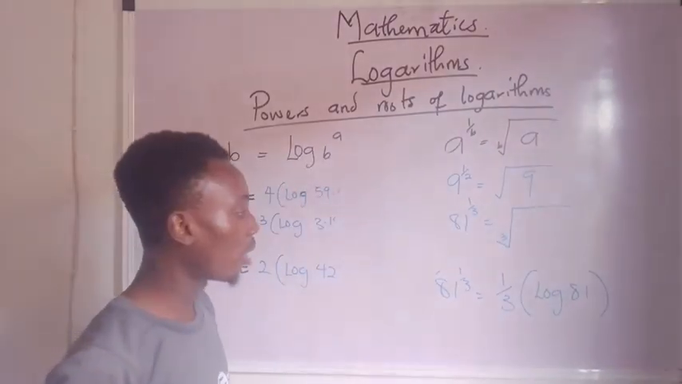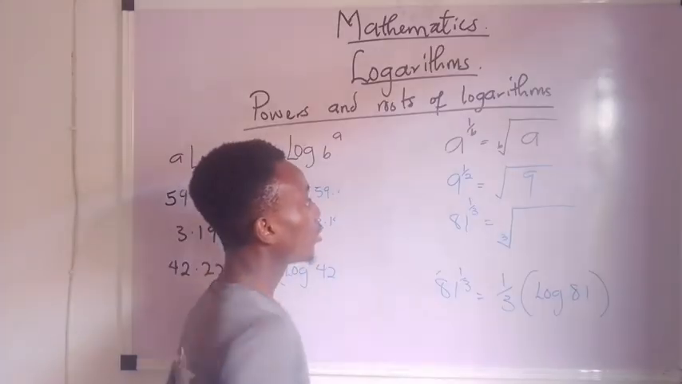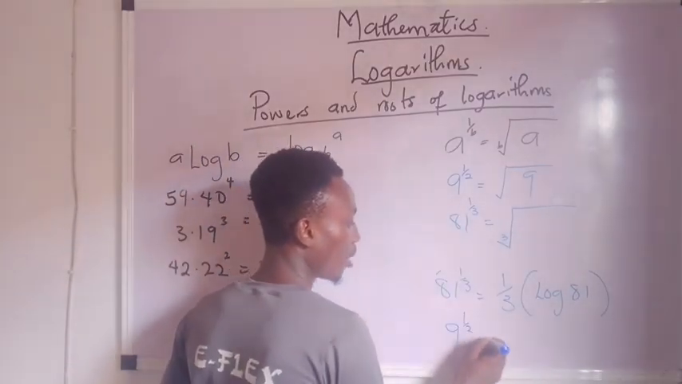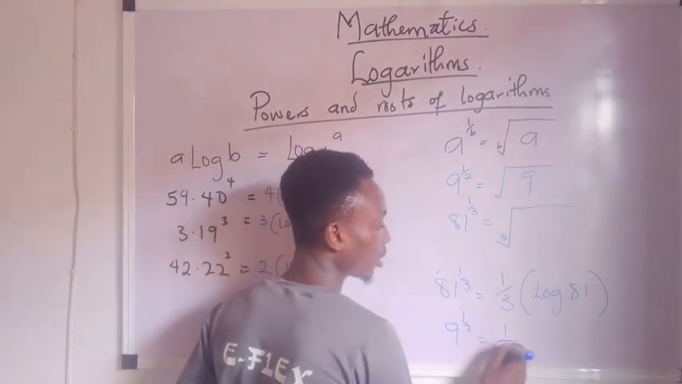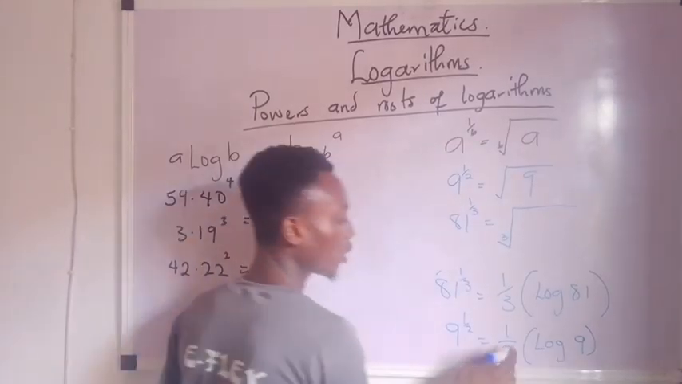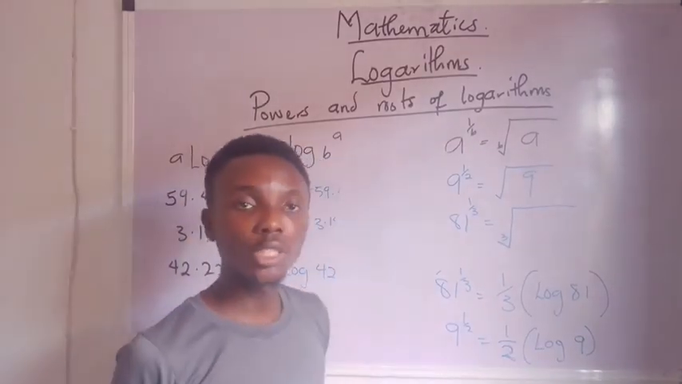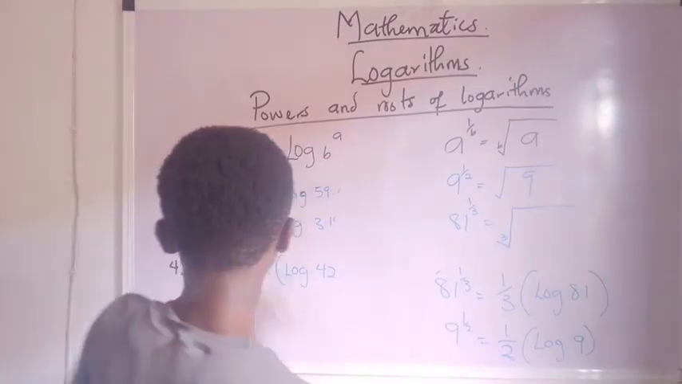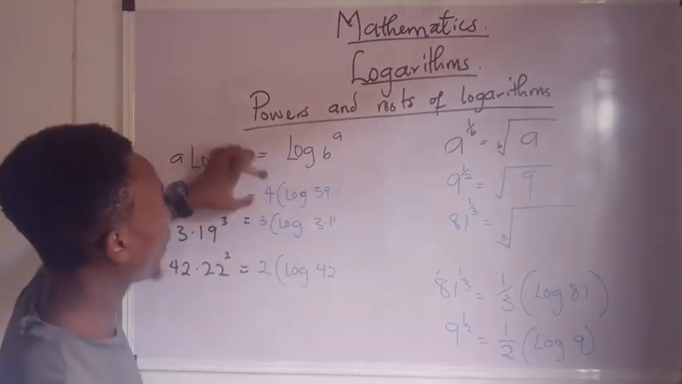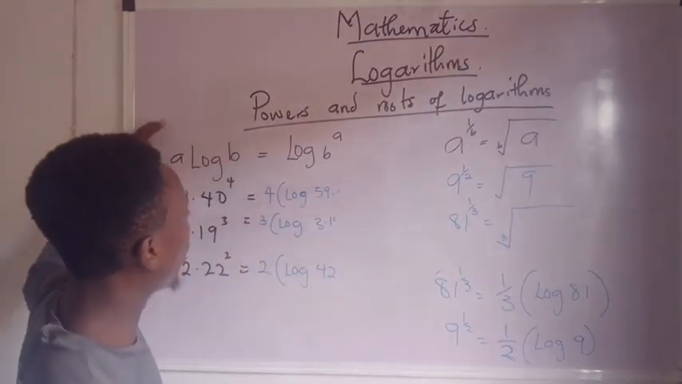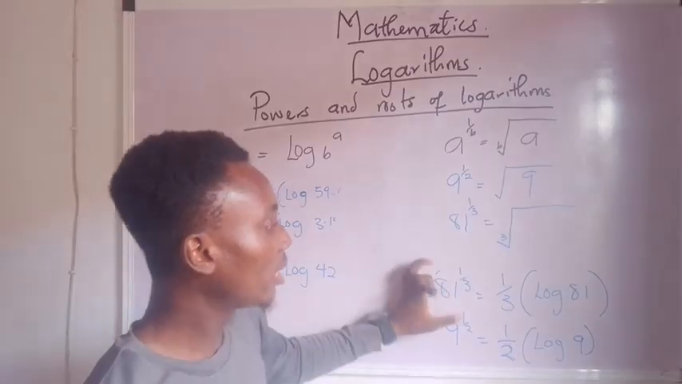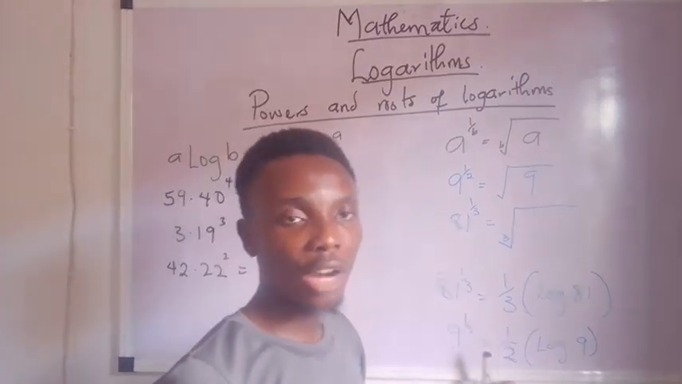It's that simple. And you can also find this by multiplying log 9 by 1 over 2. It's also that simple. So the difference between this and this is that you'll be multiplying the power. When you're getting the power of the number, you'll be multiplying it by whole numbers. But when you're getting the roots, you'll be multiplying the logarithm by fractions.